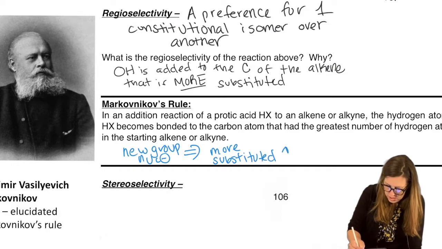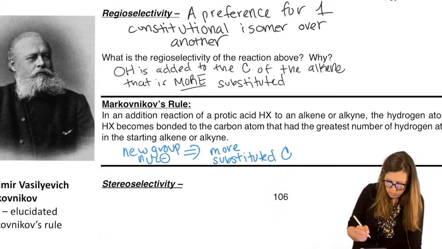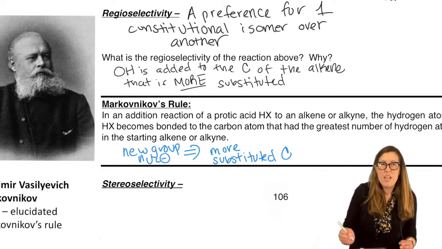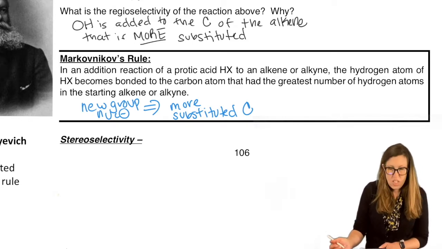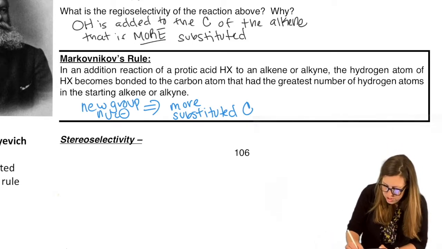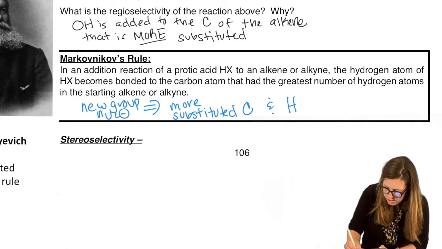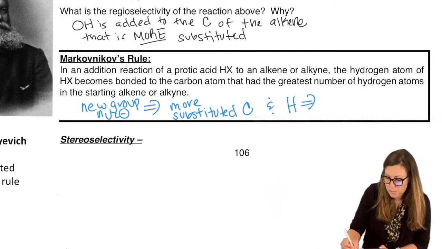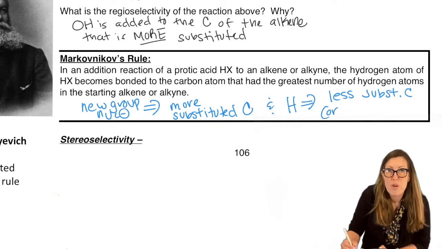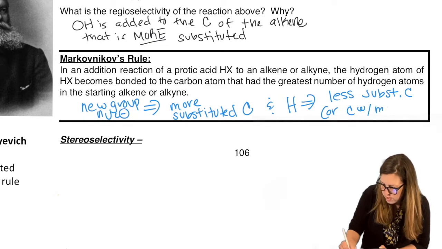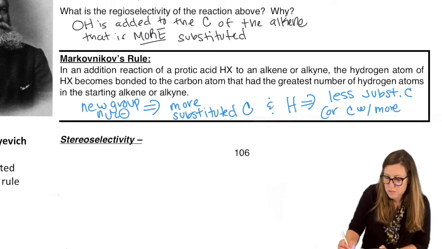Substituted C. In other words, the H, if there is an H, goes to the carbon that is less substituted, or the carbon with more H's. Because what is a less substituted carbon? It's a carbon that has more H's.